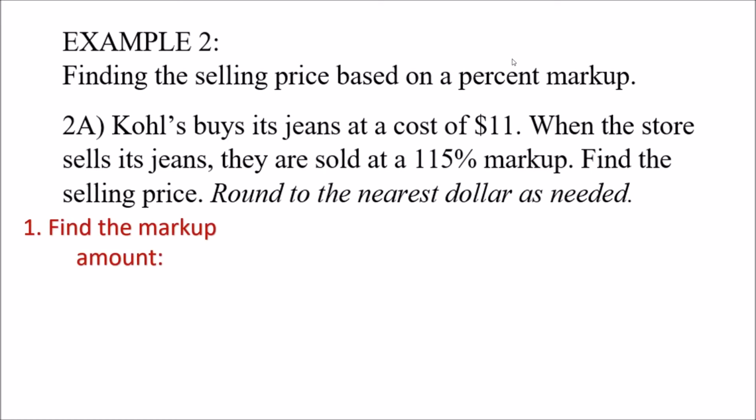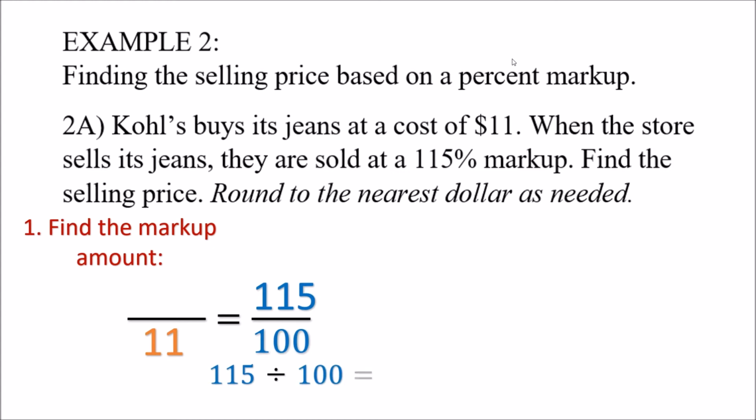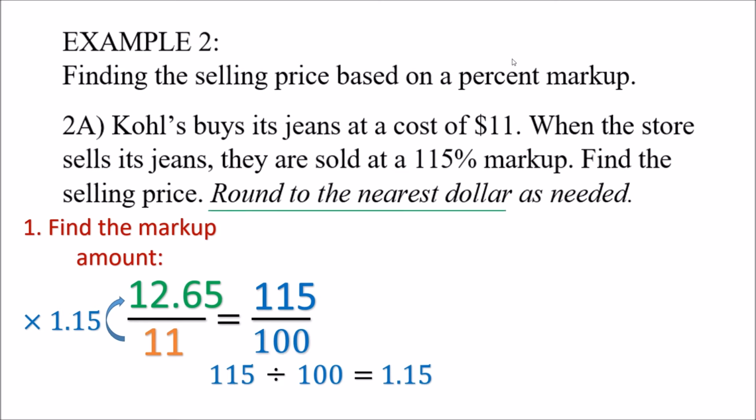So first off, we're going to find the markup amount. So it's increasing by 115%. So you take 11 and you multiply by the equivalent decimal to 115%. So 115% is 1.15. 11 times 1.15 is going to be $12.65. Now it says round to the nearest dollar as needed, so we need to round this to the nearest dollar. This 6 is bigger than a 5, so that's going to round this up to $13.